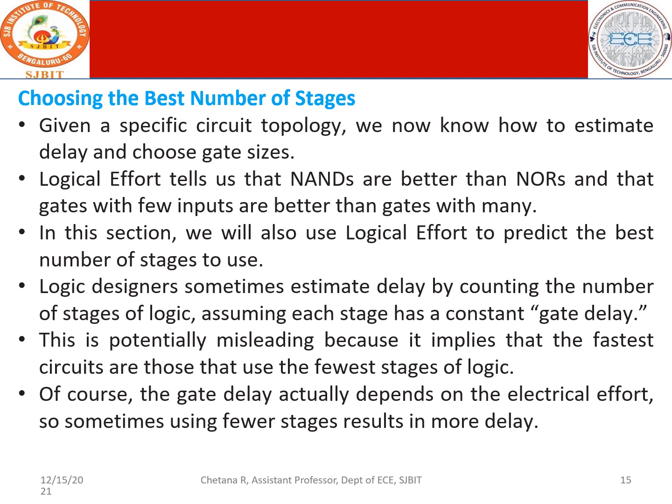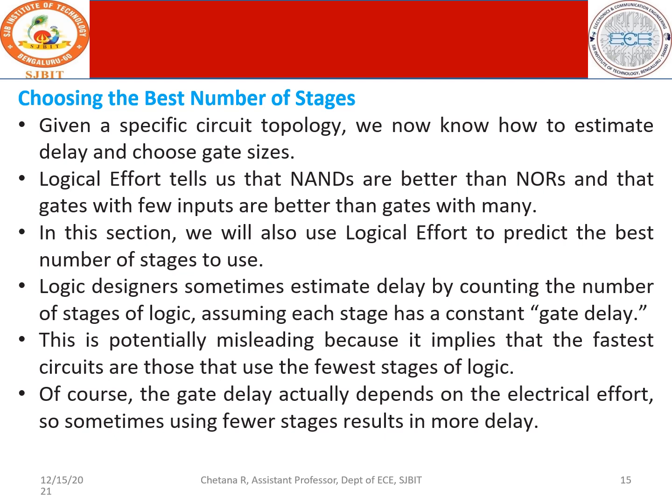So we will use logical effort to predict the best number of stages. Logical effort helps us to tell how many stages are going to be used. Designers sometimes estimate delay by counting the number of stages of logic, assuming each stage has a constant gate delay. This is how logic designers think. If you have a stage of 2 seconds delay, and there are 10 such stages, it gives 10 into 2, 20 seconds of delay.